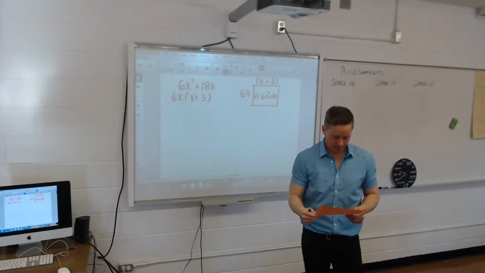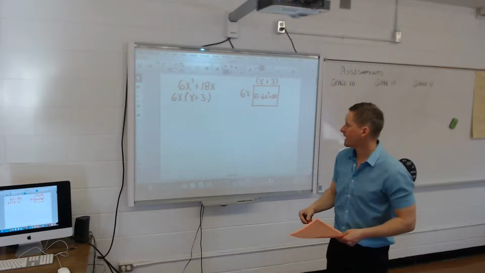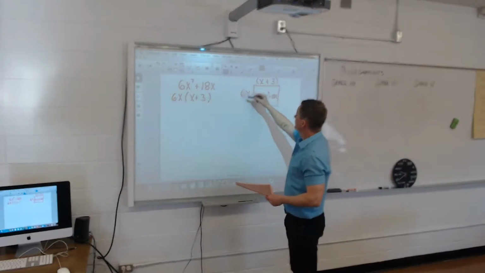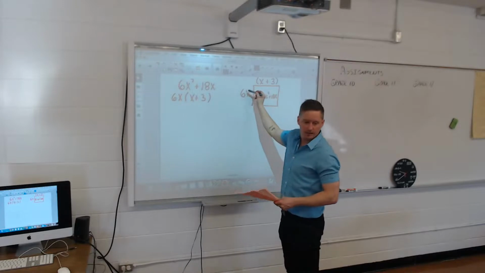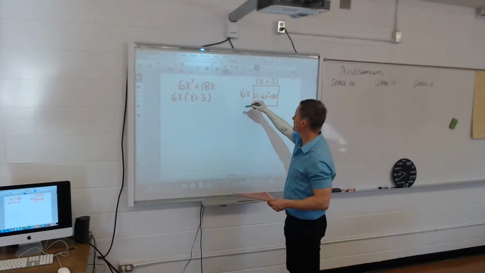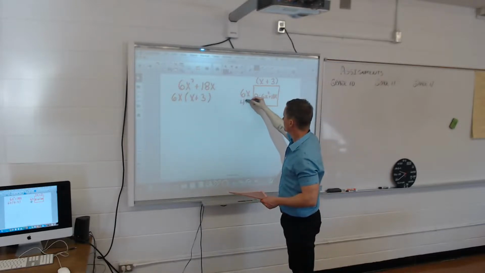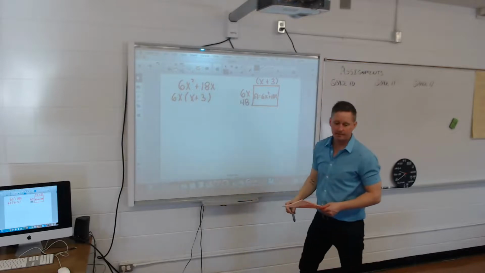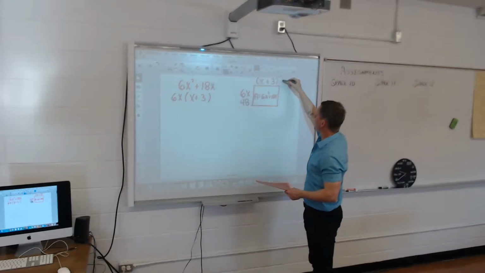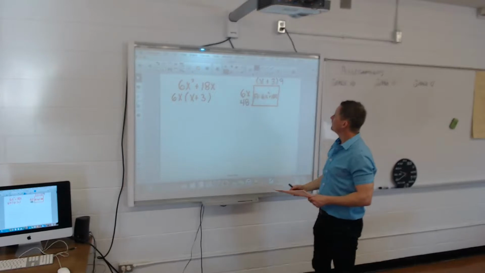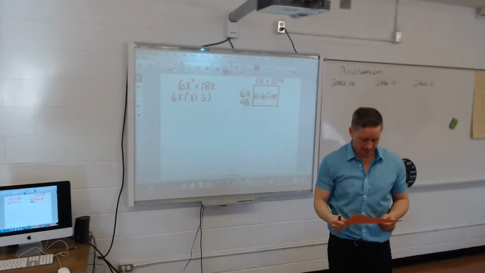Yep. And it says determine the actual dimensions of the parking lot if x equals 8. Well, I substitute in here. 6 times 8 is 48. And 6 plus 3 is 9. So my dimensions are 48 by 9.